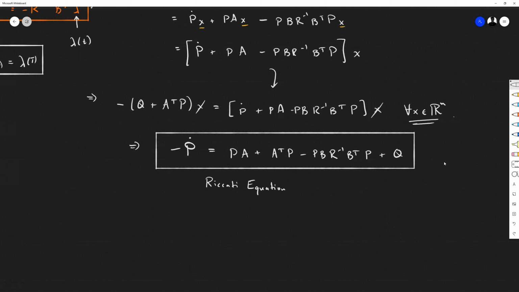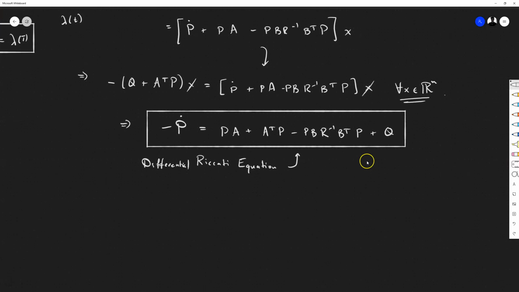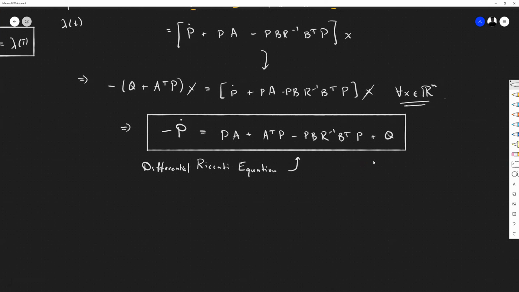Riccati equation. It's actually known as the differential Riccati equation because of the derivative. And there's also another version of the Riccati equation called the algebraic Riccati equation. There's also discrete time and continuous time algebraic Riccati equations, but whatever. So this is the differential Riccati equation, and notice that it's a quadratic in P.